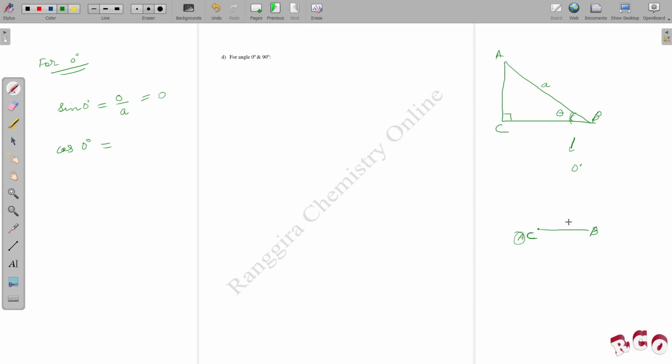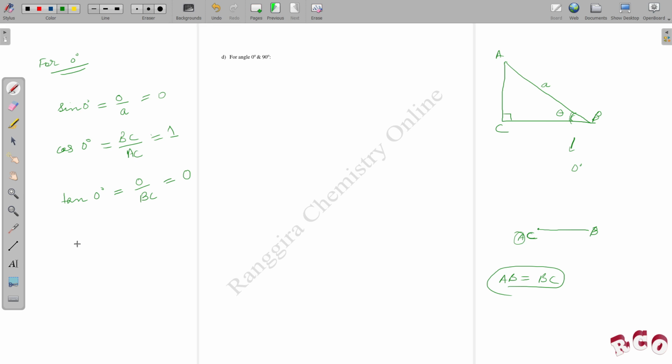Now cos 0. Cos is adjacent by hypotenuse. Adjacent is BC, and the hypotenuse has decreased in such a way that AB is equal to BC. So it will be BC divided by AC, and AC is equal to AB, so it will be 1. So cos 0 is 1. Now let us see tan 0. Opposite is 0, and adjacent is BC, let us say any value. So 0 divided by something will be 0.